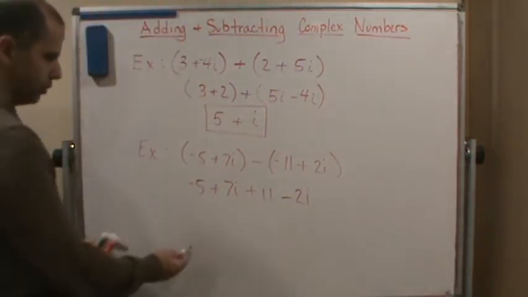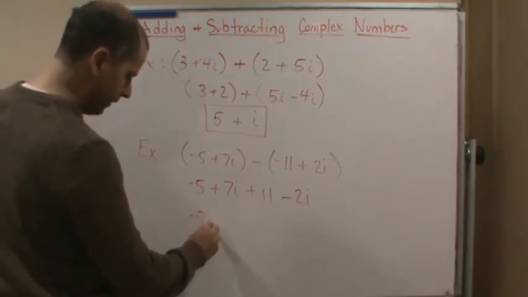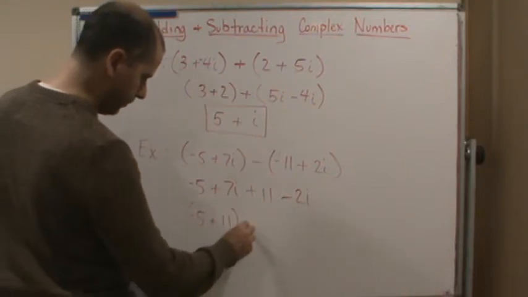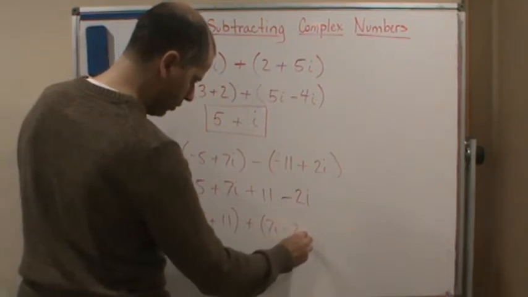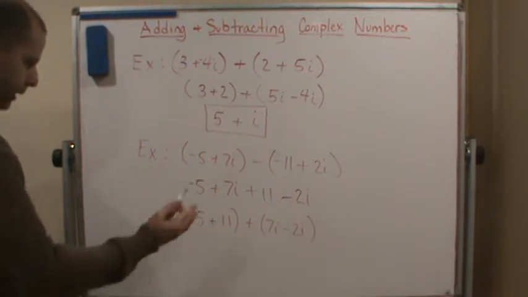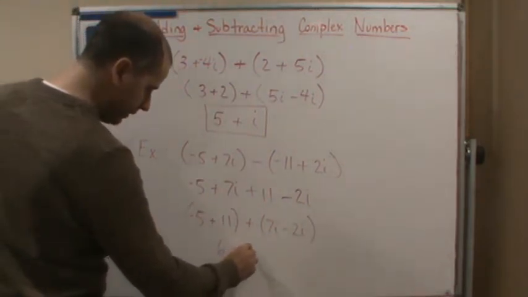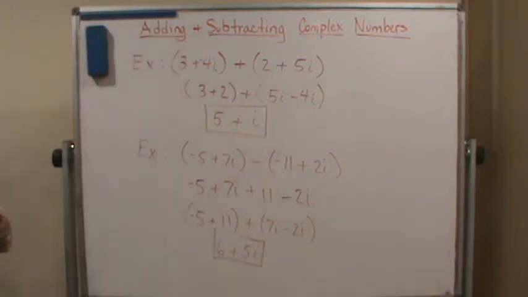Now all I have to do is combine like terms. So this is going to be negative 5 plus 11, plus 7i minus 2i. Now I just simplify it. So this is going to be 6 plus 5i. And that's my final answer. Okay, so let's do one more.